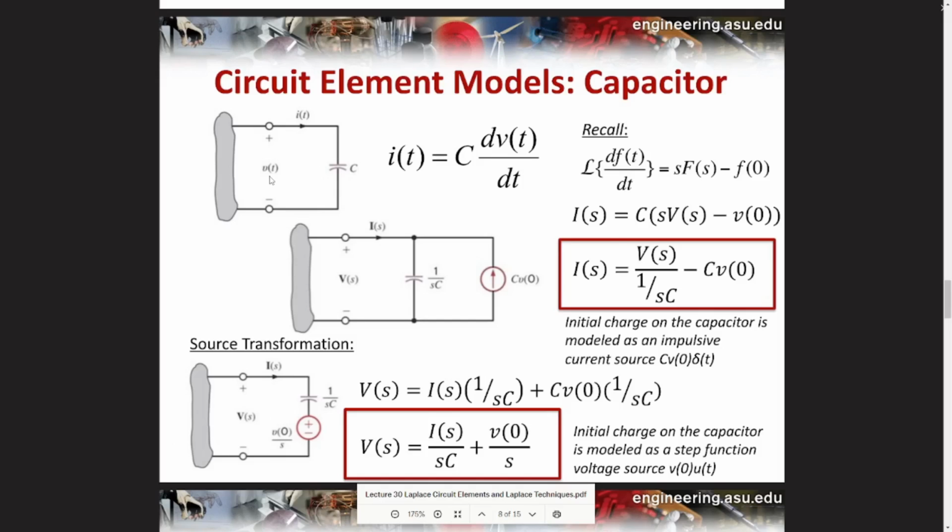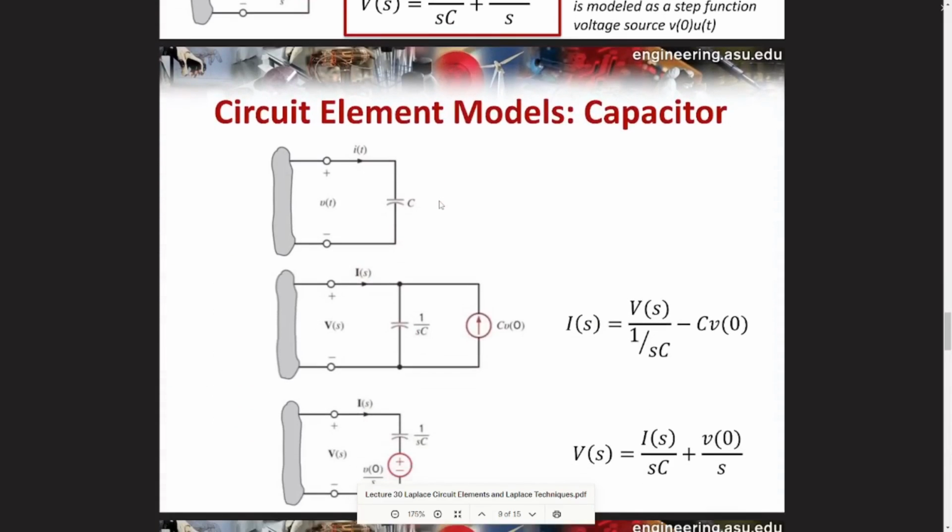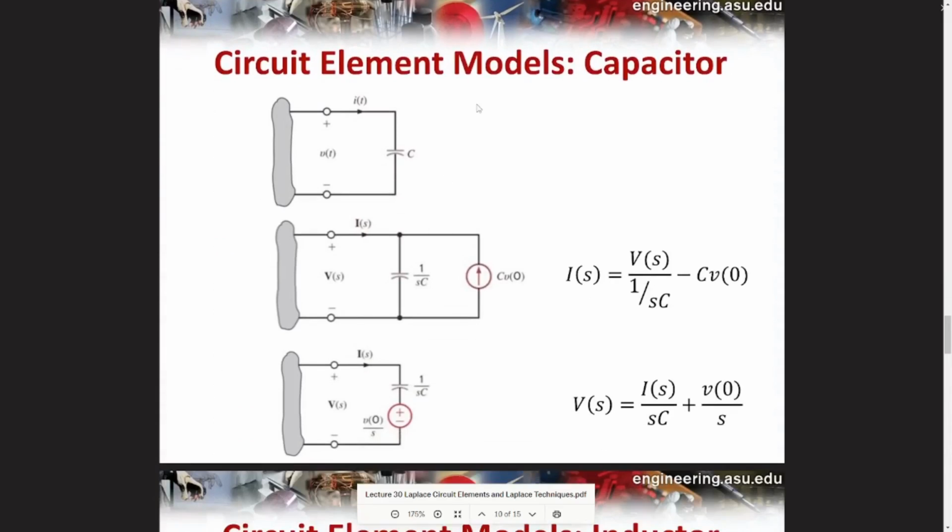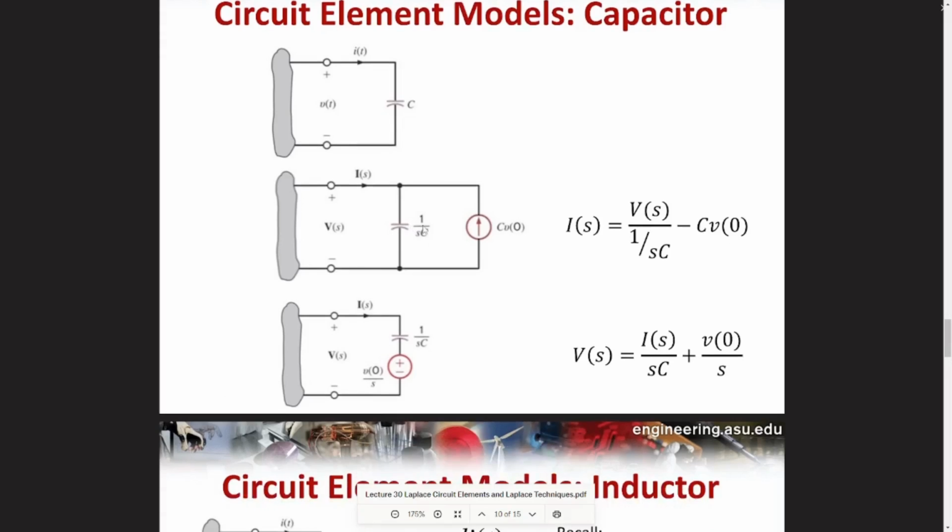So you define the initial voltage, give it a number, and so to give it a number, you have to define a polarity. Once the polarity is set, then the polarity of the S domain is set in comparison to the time domain polarity of finding the initial value. All right. Okay, so we can drop either of these into our circuit, and one of them is going to be easier than the other. I guess they're probably both pretty easy. So you simplify the capacitor down, and so it's just 1 over SC, either in parallel with a C V of 0 current source, or in series with a V of 0 divided by S voltage source.